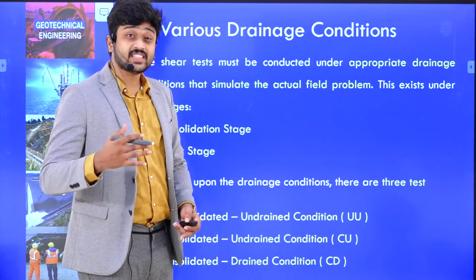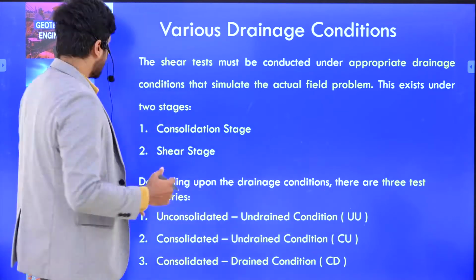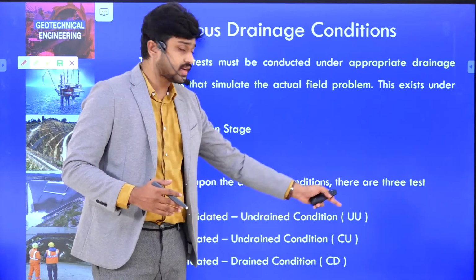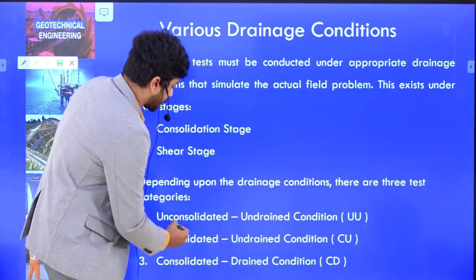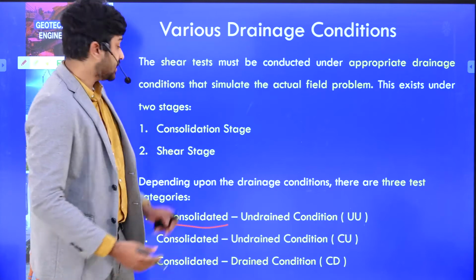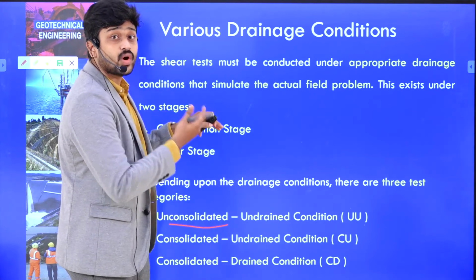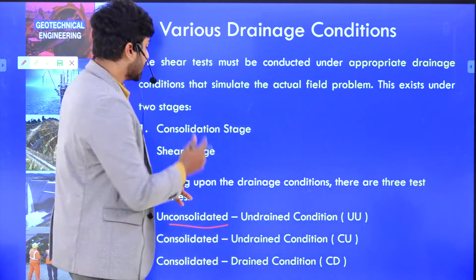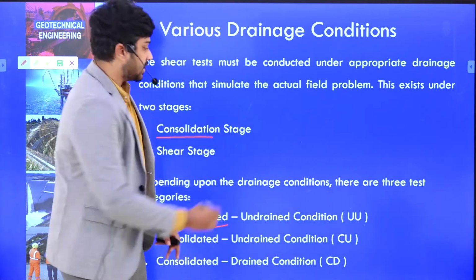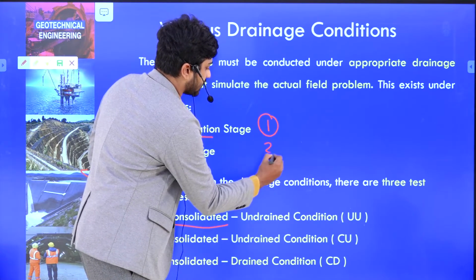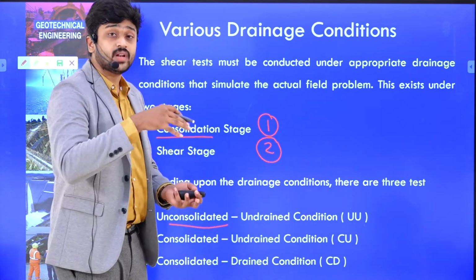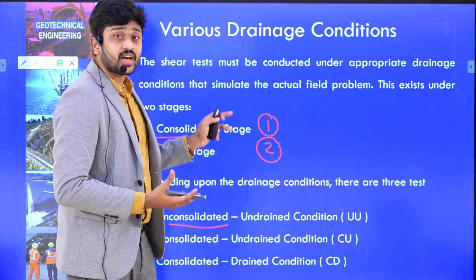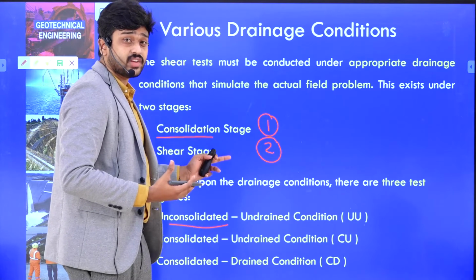So we have these three different types of conditions. Let us look at the first one. Here, unconsolidated undrained condition. That means in the initial stage itself there is no consolidation taking place. Let us say this is initial stage 1, this is stage 2, for which the sample, for whatever sample we are considering, we have to apply the load so that consolidation will take place and then shear will take place.